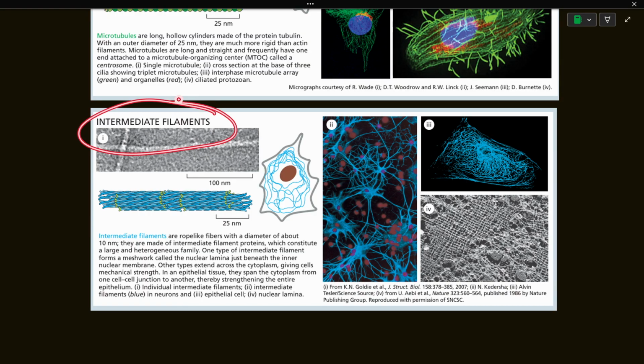Intermediate filaments can also be found in neurons. This is the image of how the intermediate filaments are assembled in neurons. This is the image of an epithelial cell and the arrangement of intermediate filaments in epithelial cells. This is how the intermediate filaments form a mesh-like structure in the nuclear lamina. This is the image of a nuclear lamina.